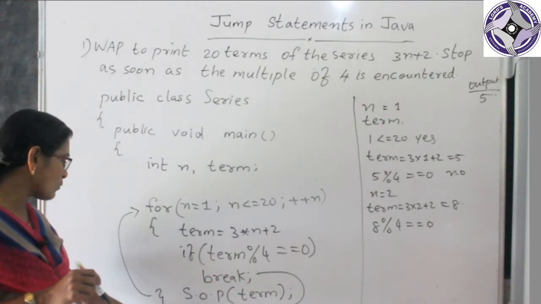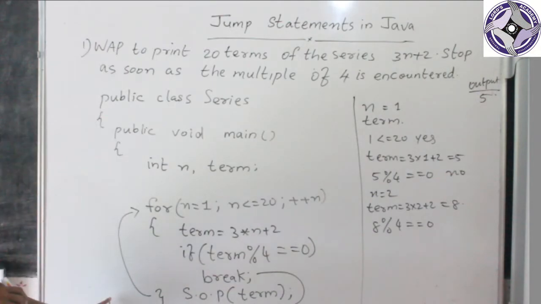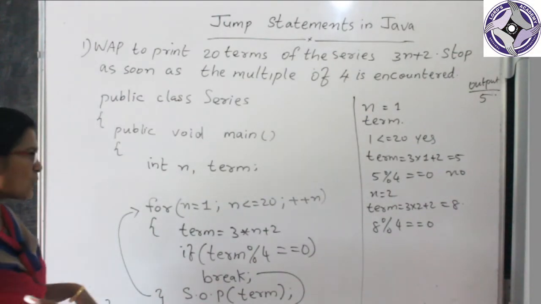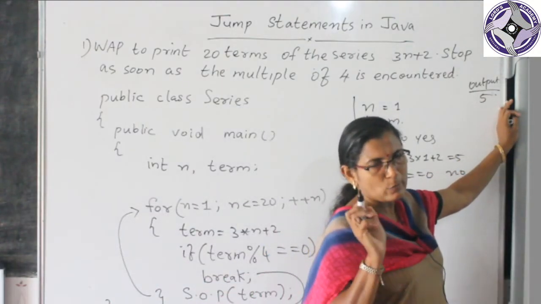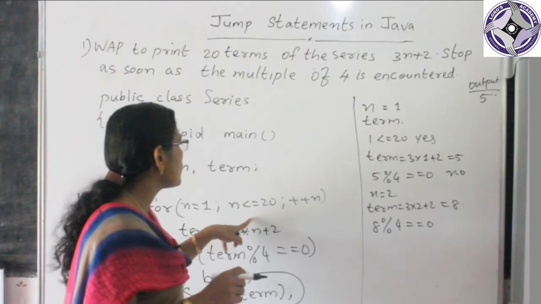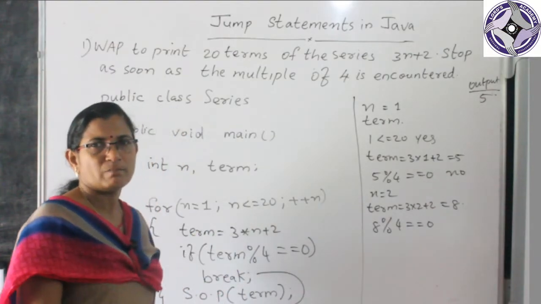So control goes out of the for loop to execute the following statements after the for loop. As there are no more statements given after the for loop, control goes out, program execution stops. So we will get the output printed as 5. Only 5 will be printed. 20 terms of the series will not be printed.